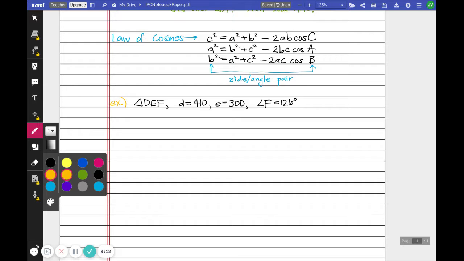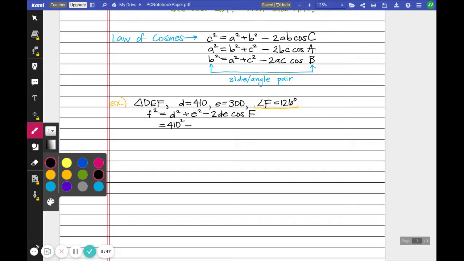We have three different letters. What we're going to do is work with this angle, which will help us determine how to set up our law of cosines. Since I know angle F and I care about the side angle pair, I'm going to go F squared equals D squared plus E squared minus 2DE cosine F. I don't know what little f is.